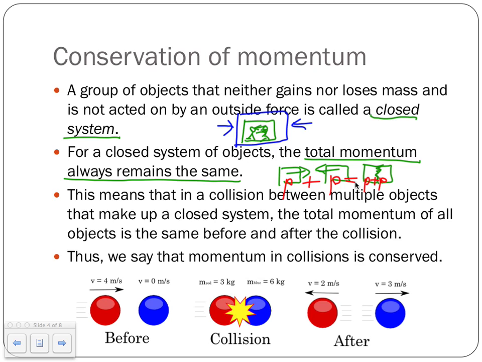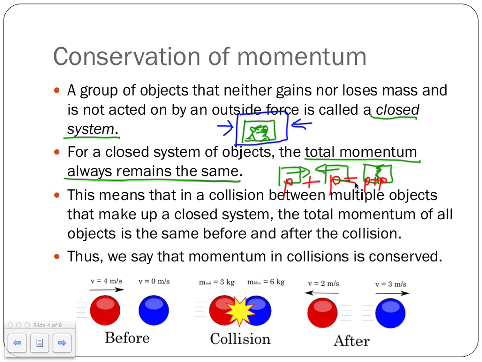The total momentum before the collision and after the collision is the same, because in this situation, we did not add mass to the boxes before and after. We have no external forces. The forces between the boxes are all internal. And so as a result, we would say that the total momentum is the same.